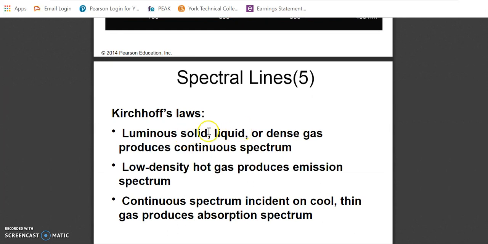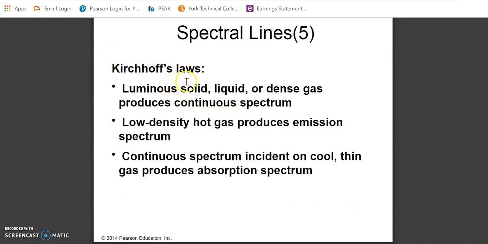All right, so this is dealing with what's called Kirchhoff's laws for spectral lines. There's actually Kirchhoff's laws for electricity, for circuits. If you've ever heard of Kirchhoff's laws for voltage, current, and resistance, that's not what this particular one is. This is all about the laws for spectral lines, and so we'll just read it off.